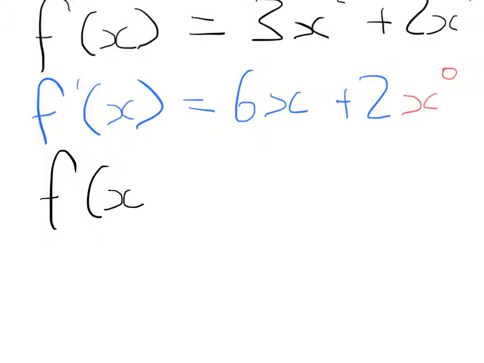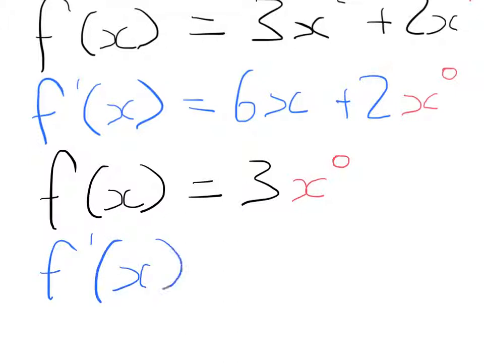Now likewise, if we had one that had a single number, f of x equals 3. Well, that 3 is actually 3x to the power of 0. So when we differentiate it, we get f dash of x, 3 times 0 is 0, and then we could write x as a negative 1, but it's just 0. And so basically, anytime you start with a number, it always goes to 0.